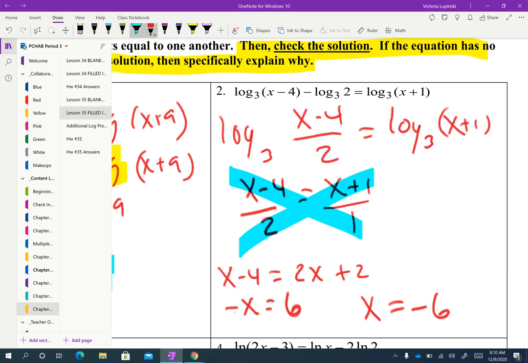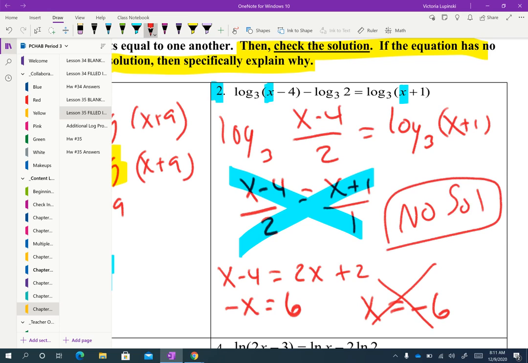The way you'd be able to know for sure whether or not that is a solution is you would have to go back to the original, always the original, and anywhere there's an x, you would have to plug in that value. Negative 6 minus 4, that's a negative, that's no good. On the right-hand side, negative 6 plus 1, that's negative 5. That's also no good. So you only had one potential answer, which does not work. So this is actually a no solution.